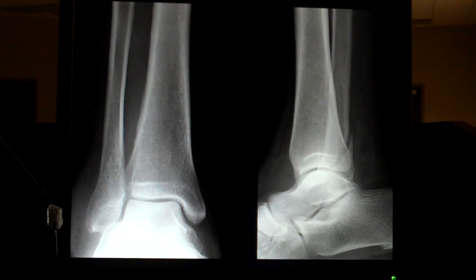So here's a common stable one. Well, what do you think, Doug? Is it stable or unstable? This is a supination external rotation injury. You can see because the fibula fracture runs from anterior inferior to posterior superior. So stable or unstable? It's a stable injury. And why do you think it's stable? What's the basis of your answer?